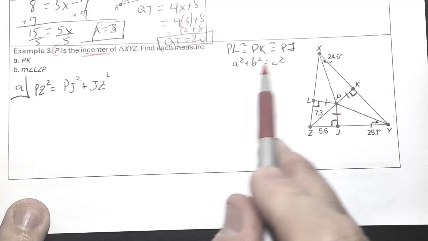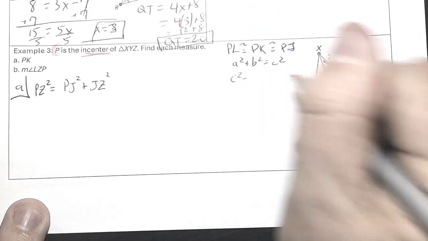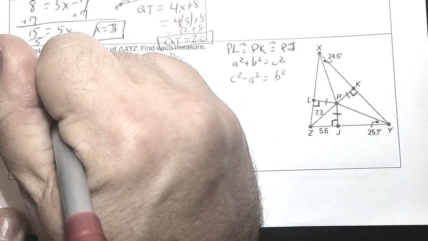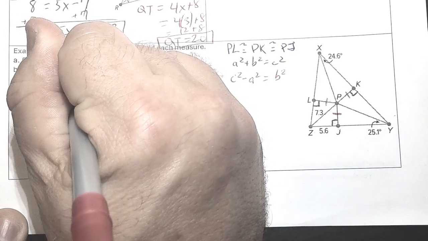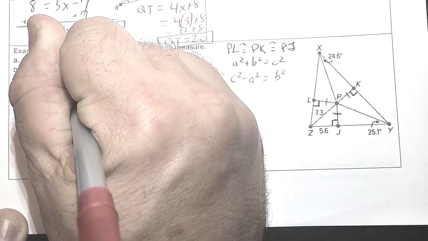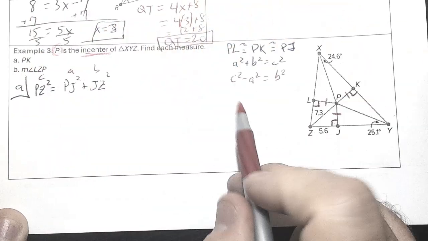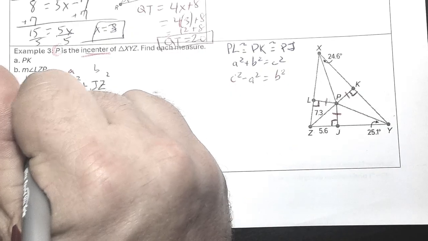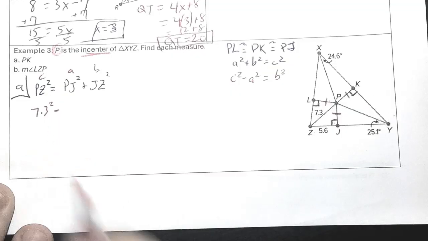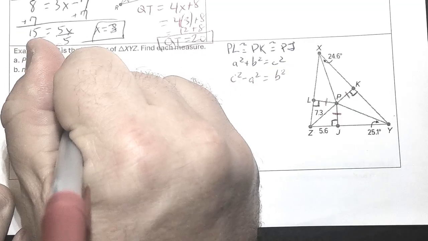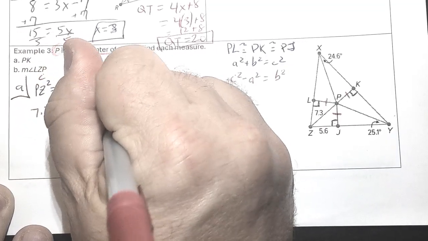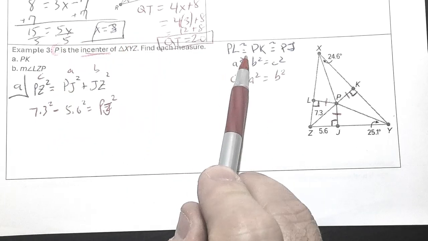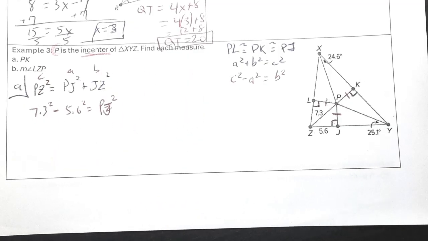As we write it down here, A squared plus B squared equals C squared. C squared minus A squared also equals B squared. So this is our C, this is our A, this is our B. You can do either one of those, but we're subtracting because we have the hypotenuse. So we're going to say 7.3 squared, that's our C squared, minus 5.6 squared is going to equal our PJ squared. And PJ is congruent to PK, so that's how we're answering A.